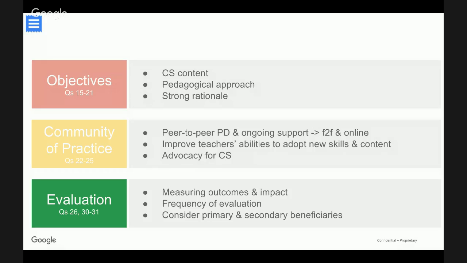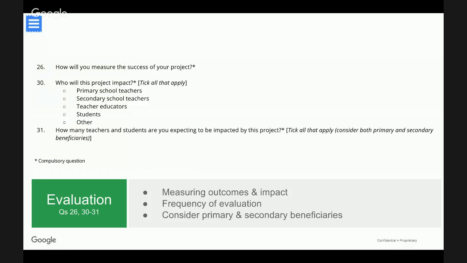And finally, the third area that's really critical for your application form is the questions around evaluation. So these are around how you'll measure the outcomes and the impact of the project on the teachers and also on their students. We'll also ask you about the frequency of your evaluation and how often you intend to connect with your participants to measure the continued outcomes and impact of your project. And we'd also like you to consider the primary and the secondary beneficiaries. So your primary beneficiaries may be the teachers, and the secondary beneficiaries are the students in the classroom. So consider all of those in your evaluation answers.